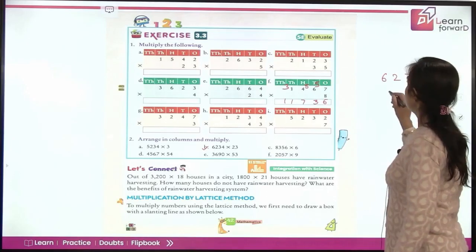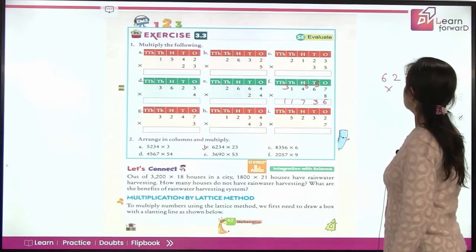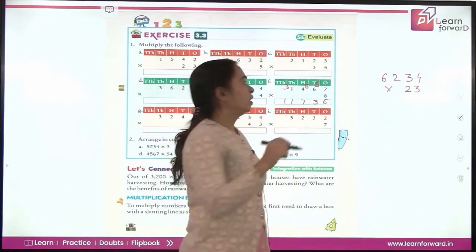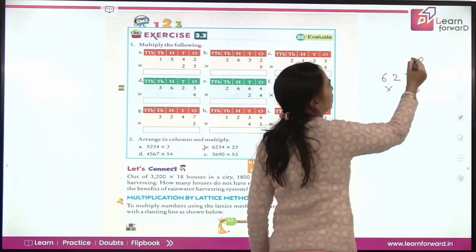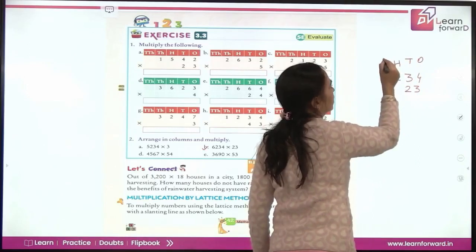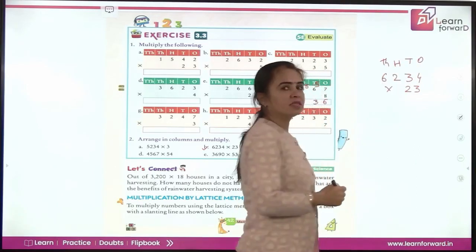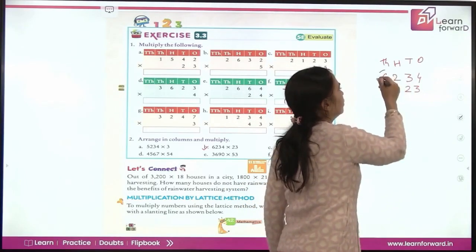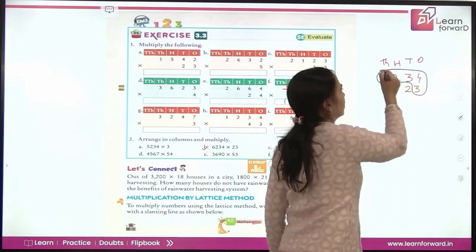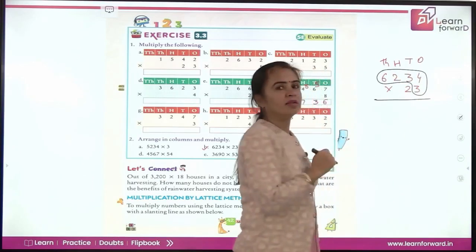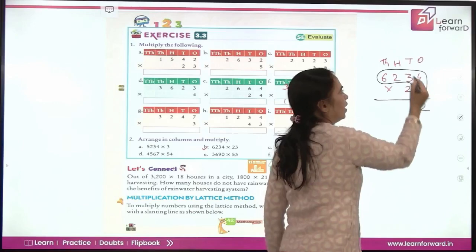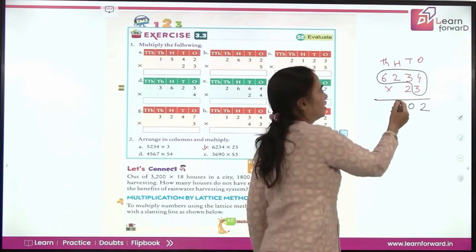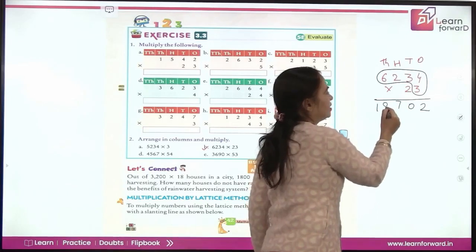6,234 multiplied by 23. You will be writing the places at the top. So ones, tens, hundreds, thousands. These are my places. First, I will be multiplying this by 3. What do you get, children? 3 fours are 12. 3 threes are 9 plus 1, 10. 3 twos are 6 plus 1, 7. And 3 6s are 18.